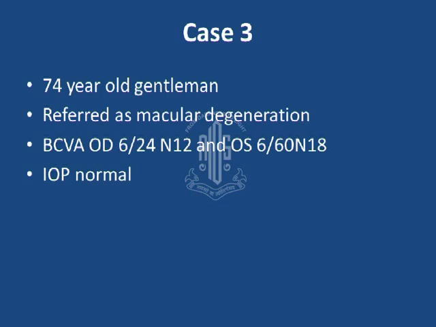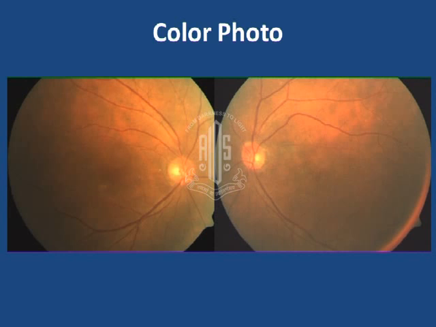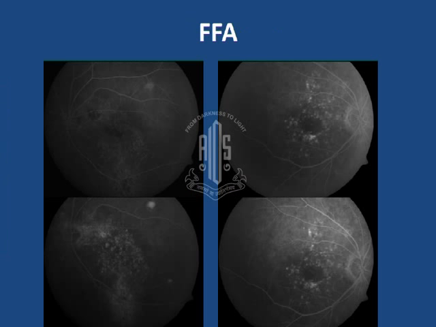Now going to the third case. This was a 74-year-old gentleman referred as a case of macular degeneration. Visual acuity was 6/24 and 6/60, right eye, left eye. This is the fundus picture, a lot of RPE mottling and degenerative changes. Looks like dry ARMD considering the age, 74 years. This is the fluorescein angiogram, RPE window defects, and this looks like a pooling of dye in the PED and staining of some drusen.